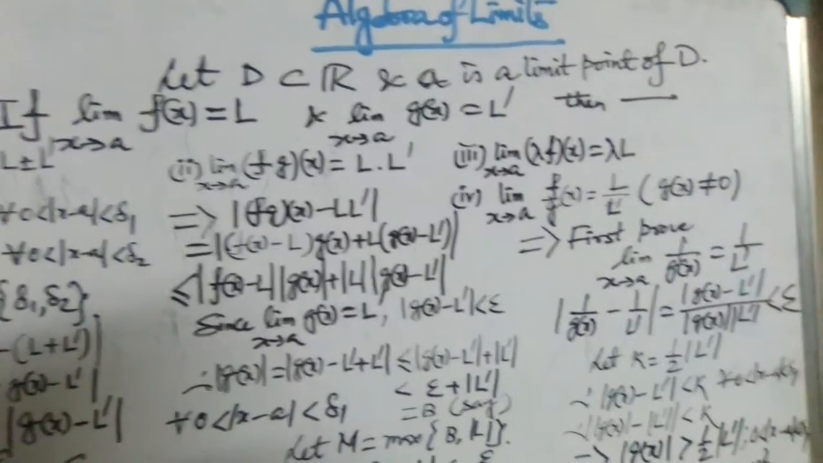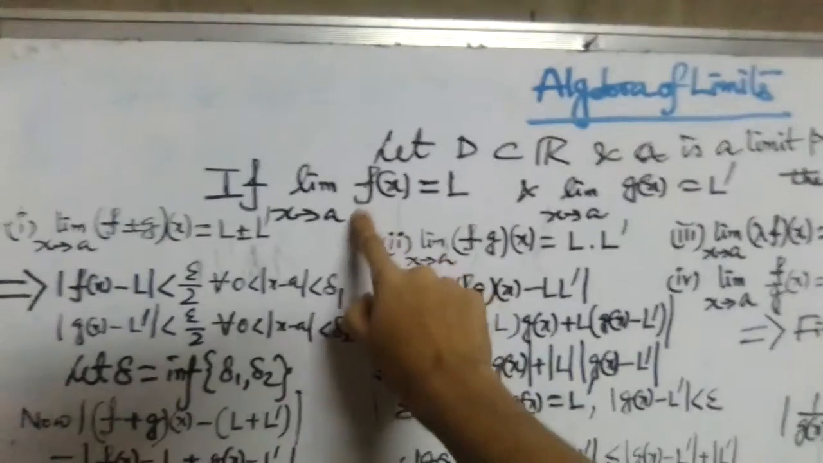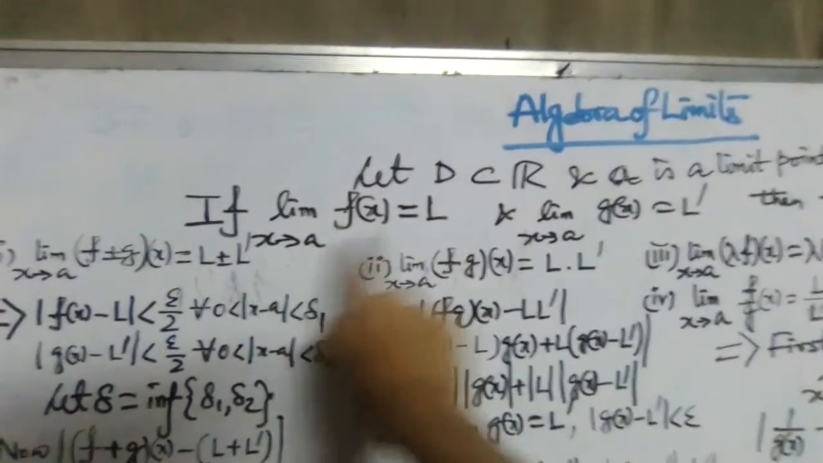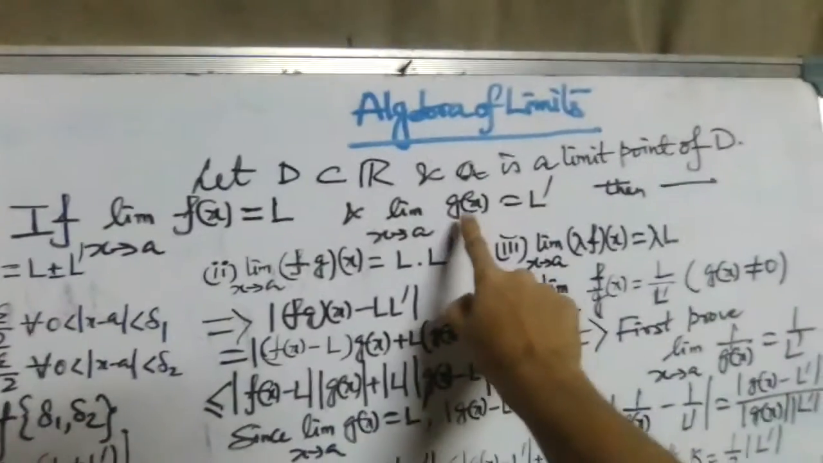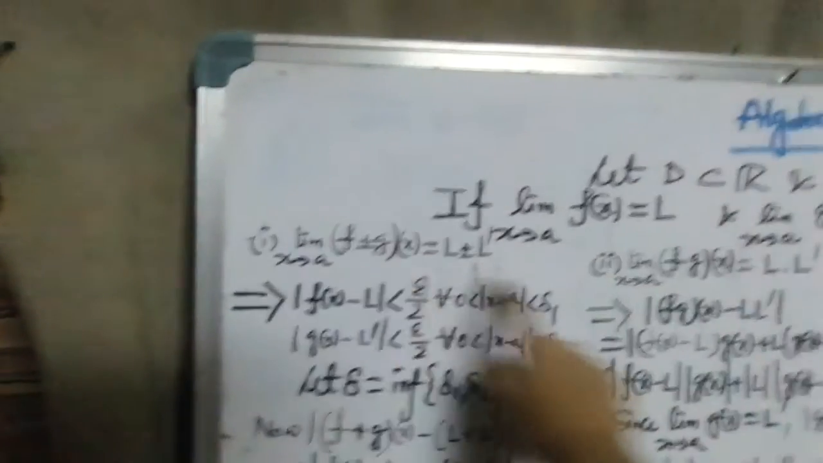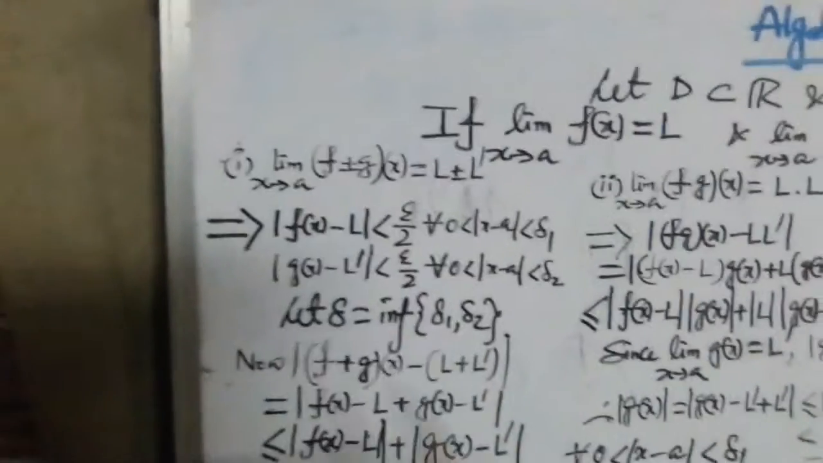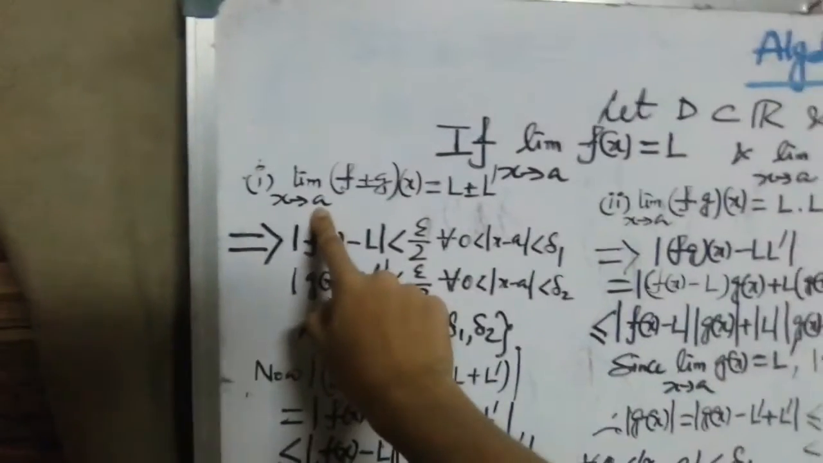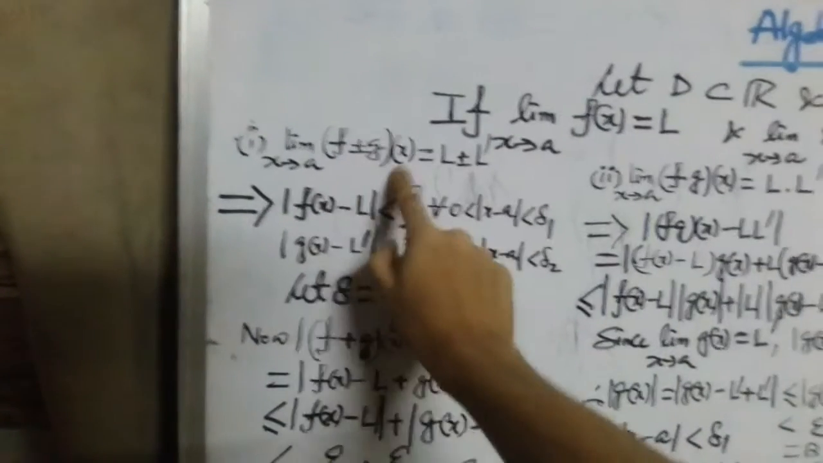Suppose D is a subset of R and a is a limit point of D. Then if the limit of the function f(x) is L and the limit of function g(x) is L prime, we can obtain the following few results. First of all, the limit as x tends to a, where a is a limit point of D, of f(x) plus or minus g(x) is nothing but the addition or subtraction of the individual limits.